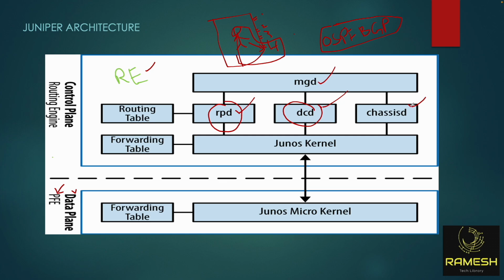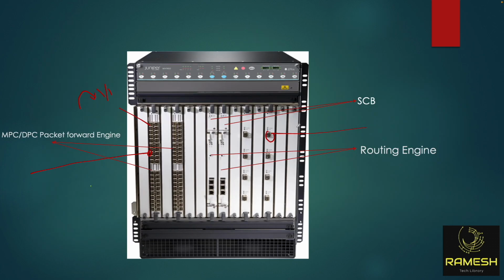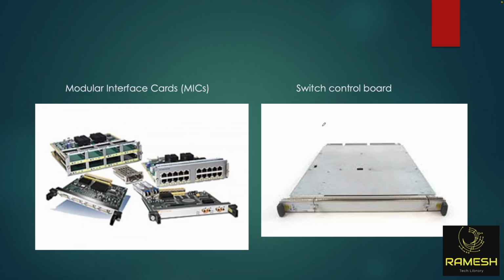And the chassis D. What is meant by chassis D? See, this is all chassis. It's a big chassis. Suppose if this chassis is having any hardware errors, it will generate alarms. Suppose if this chassis is failed due to some hardware issue, it will generate alarms. Okay, who will generate alarms? This chassis D will generate alarms.